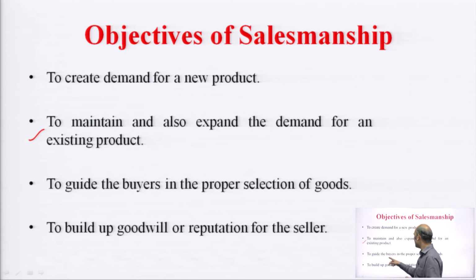Then the third one: to guide the buyer in the proper selection of goods. Look at the scenario of a shopping mall or a garment store, where you are quite perplexed and not able to decide which cloth you should buy. At that time a sales girl comes and helps you: sir, this is the most suitable cloth, you can buy it. Now you are getting information from that sales girl. Once you get information from her, you make your decision firm and finally you buy the product.